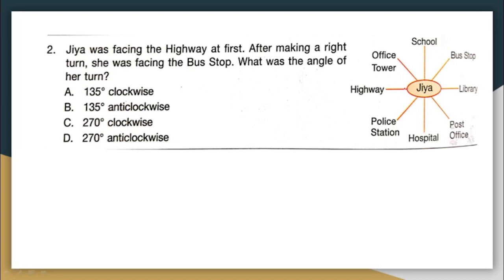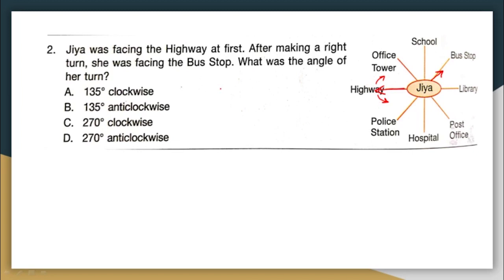So initially Gia is facing in this direction. And then what is she doing? She is turning right, and now she is facing the bus stop. That is, she is facing in this direction. And she is turning right. Now the key is here, when we say that Gia is turning to her right, which direction is she turning? Is she turning like this or is she turning like this? Only if you know that correctly, you will be able to find out the correct angle. So how do I find that out?